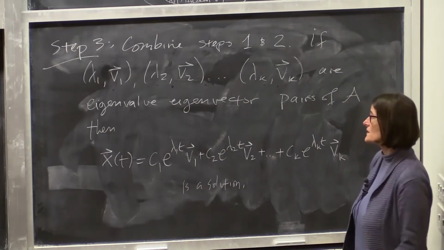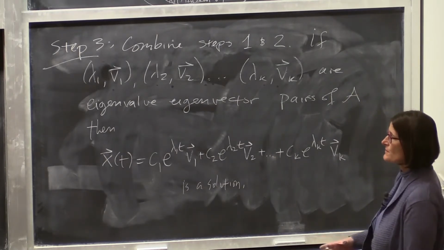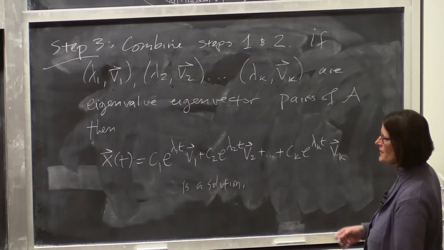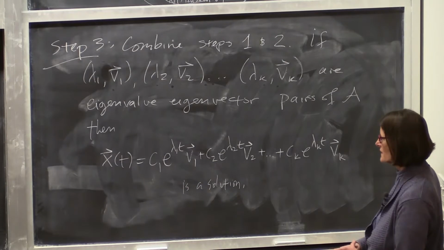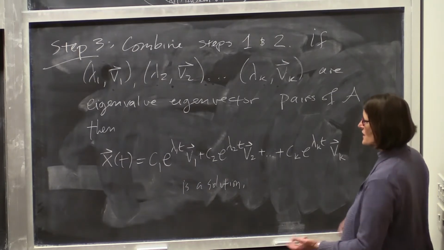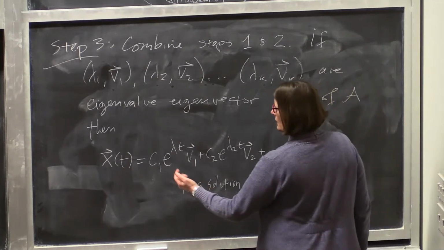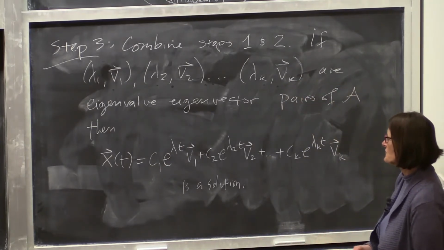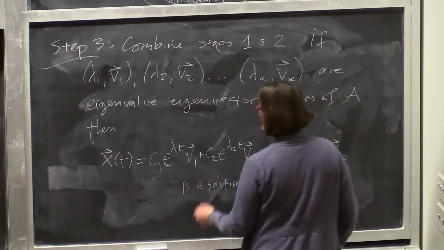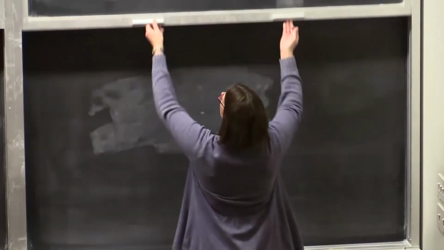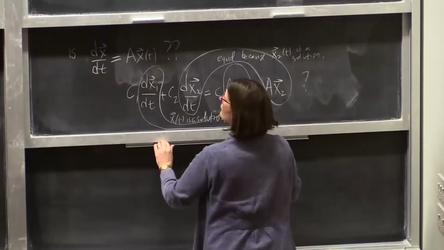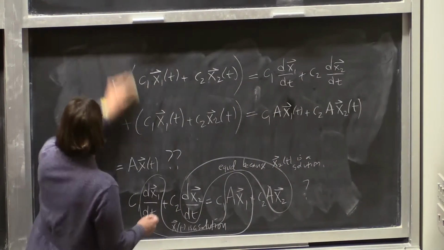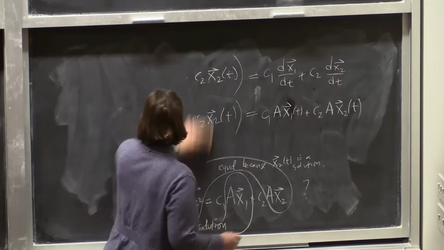Okay, so this is what I did on Thursday. I had a 3x3 matrix. I found, first I had a 2x2 matrix. I found 2 eigenvalues and 2 eigenvectors. That gave me a general solution. I needed the initial data to choose the coefficients. So step 4 is to choose the coefficients using the initial data.